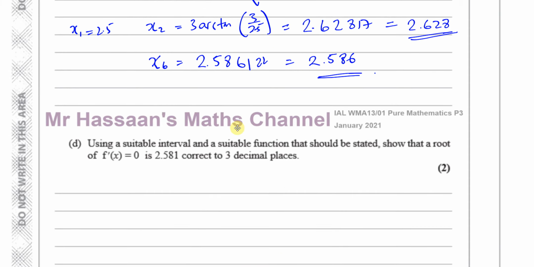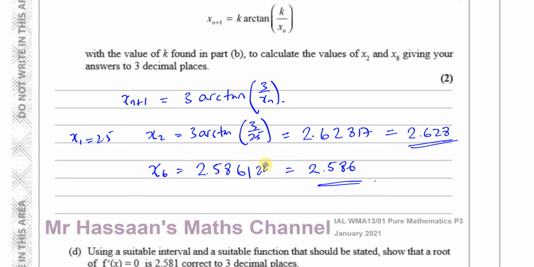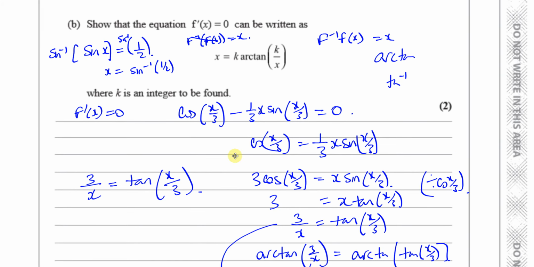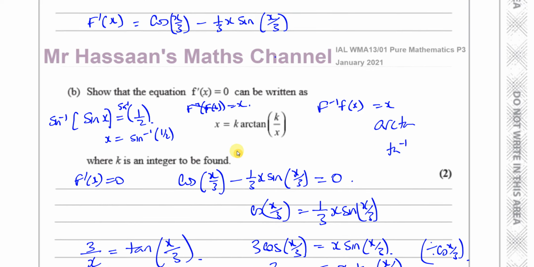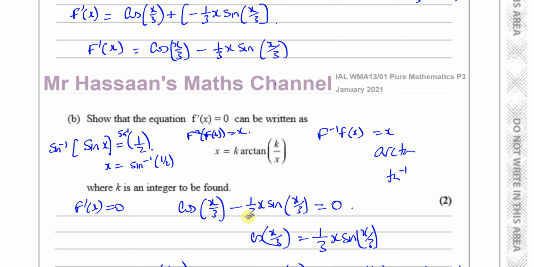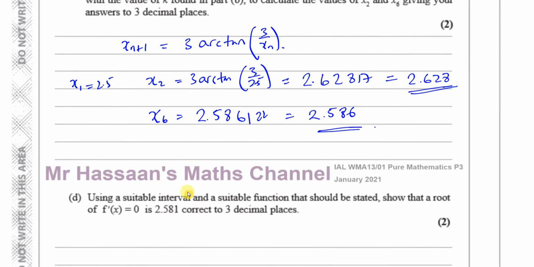Now for part D, it says use a suitable interval and find a suitable function that should be stated. Show that the root of f dash of x equals 0 is 2.581, correct to 3 decimal places. So f dash of x is equal to 0. If I go back here, f dash of x is given by this equation here, this equation that we started with.